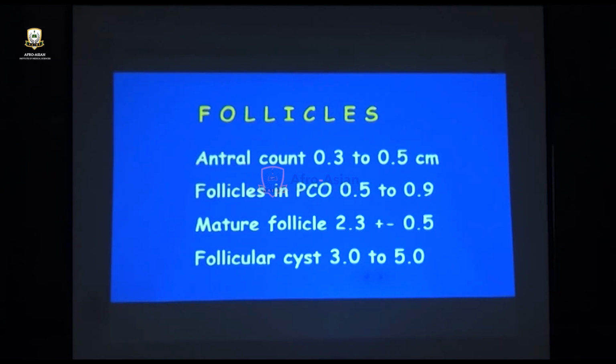Follicles, a very new slide with my work. Antral count measures 0.3 to 0.5. Follicles in PCO should measure between 0.5 to 0.9 centimeters. Mature follicles 2.3 plus minus 0.5. That means mature follicle can rupture as early as 1.8 and it can rupture as late as 2.7 or 2.8 centimeters. Follicular cyst is defined by 3.0 to 5.0.